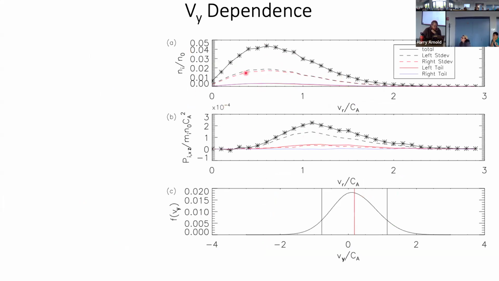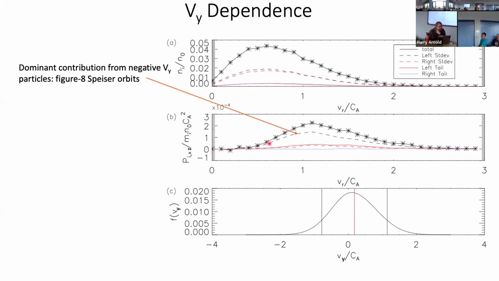So now what I've done is I've recreated the density and off-diagonal pressure plots, but now instead of just integrating over all of By, I split the distribution function into these four regions. So this is the distribution as a function of By. And we basically have a left standard deviation and then a left tail, and similar for the right-hand side. So when you look at the densities, as you expect, it's very symmetric, left and right, not a lot of difference. But when you look at the off-diagonal pressure component, it's all coming from which one? The left standard deviation, which is these guys right here.